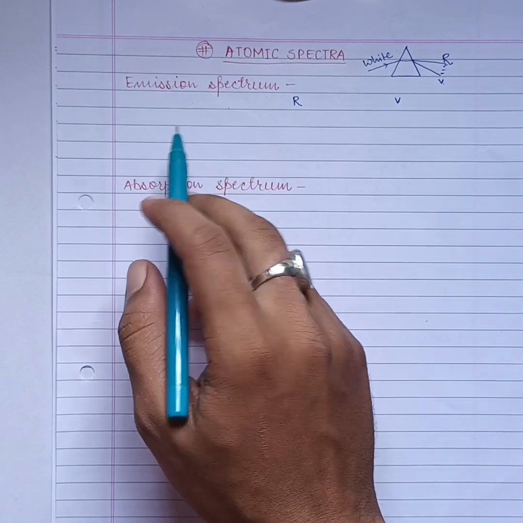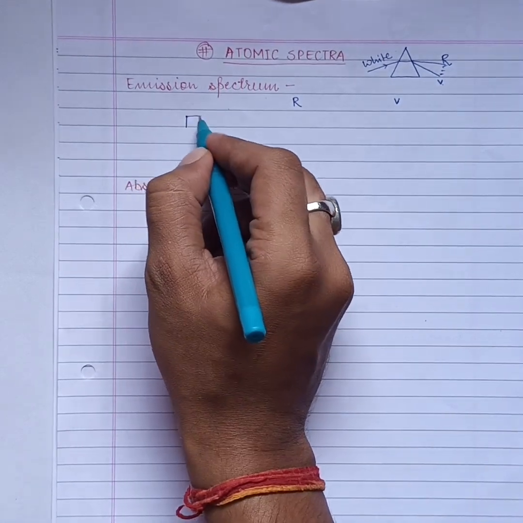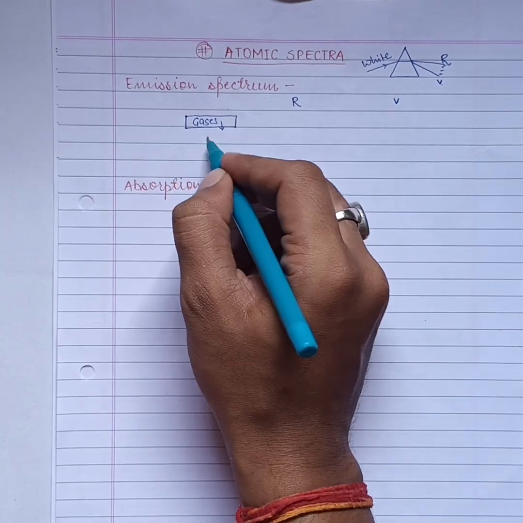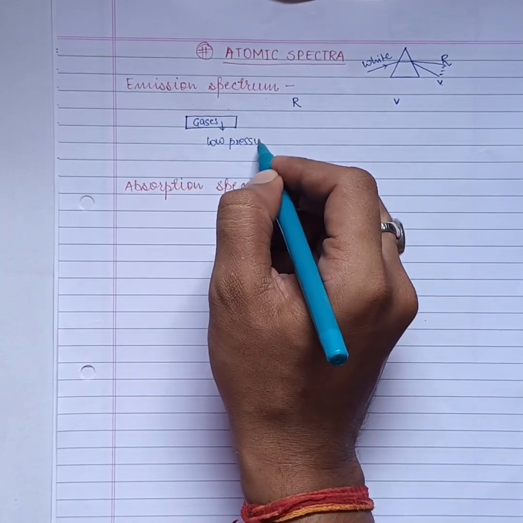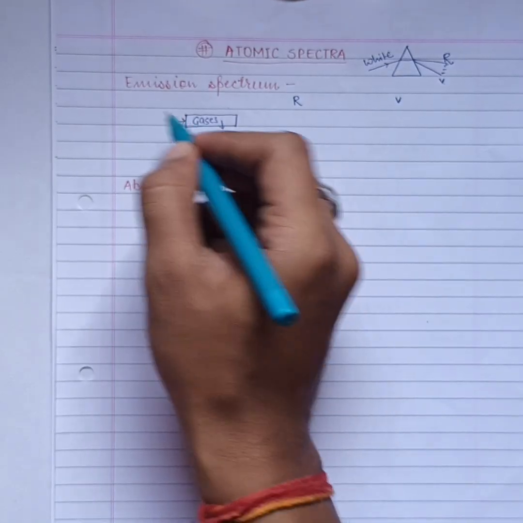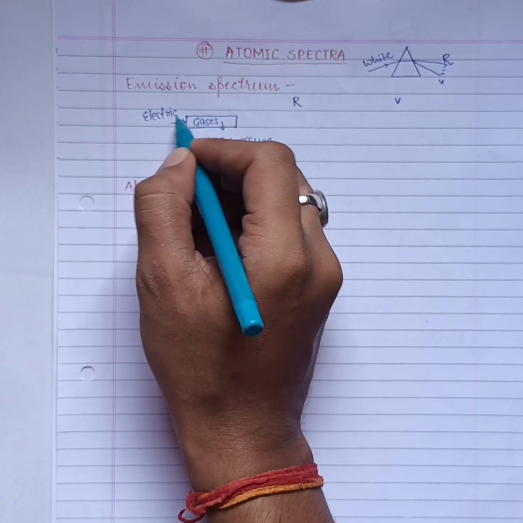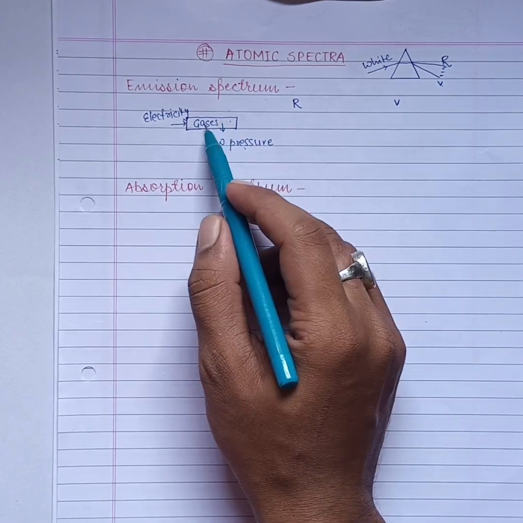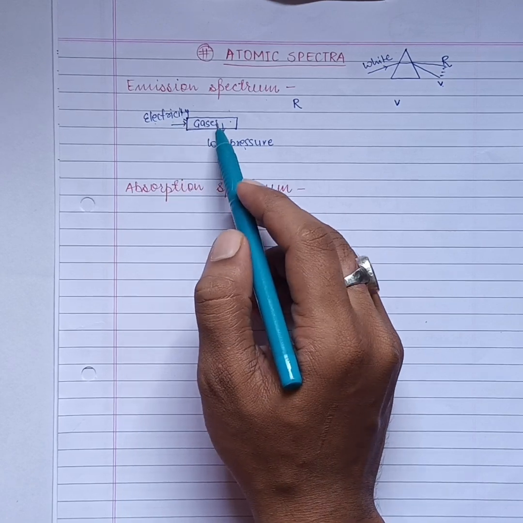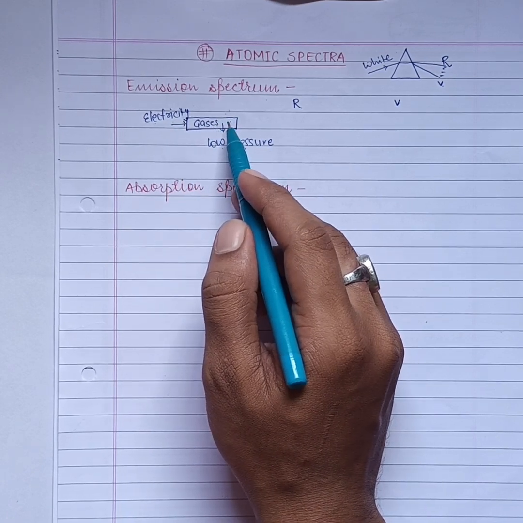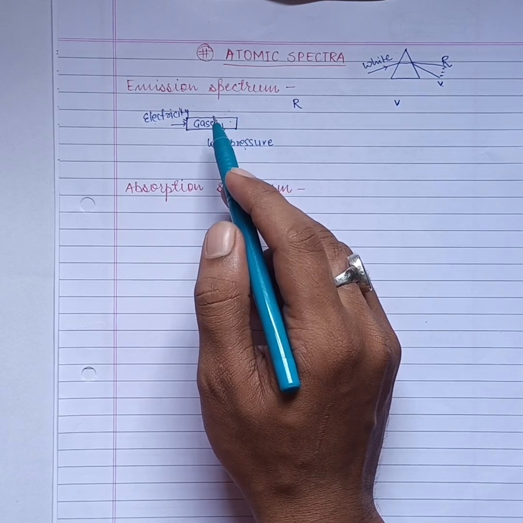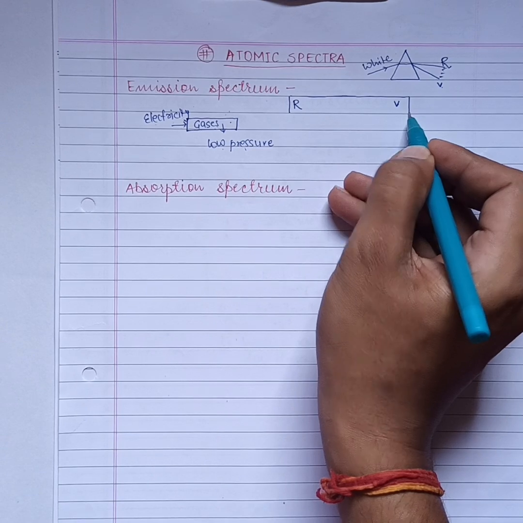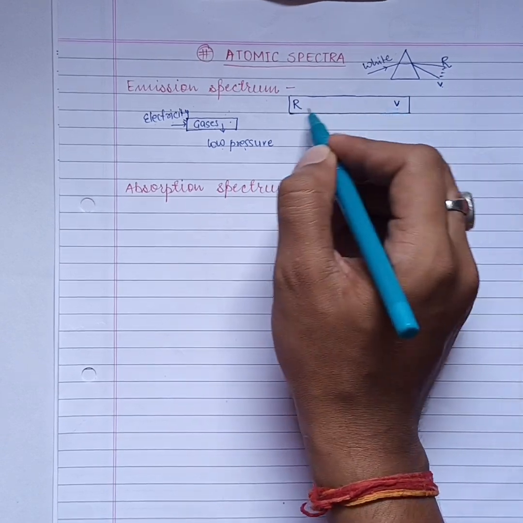Similarly, in the emission spectrum, we had a gas tube with the gas at low pressure. When electricity was passed through it, the gas got excited and a series of light was emitted from it. Those series of light were observed on a screen, which showed 7 different colors, from V to R.